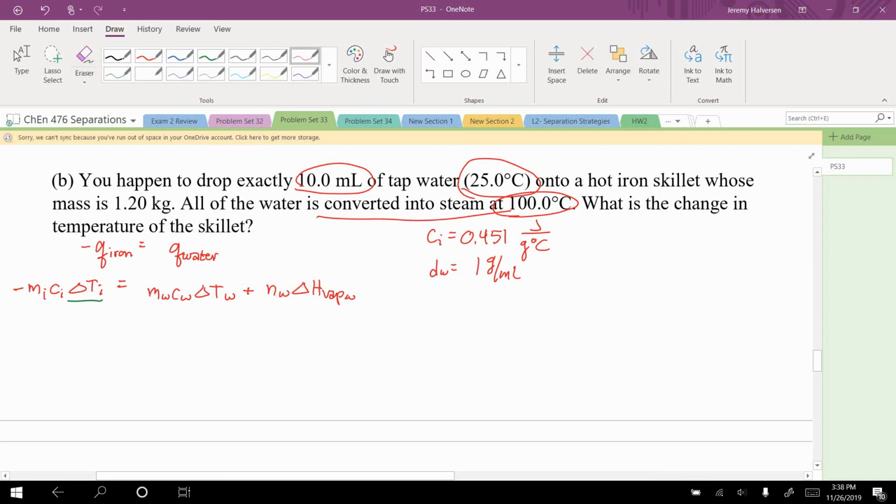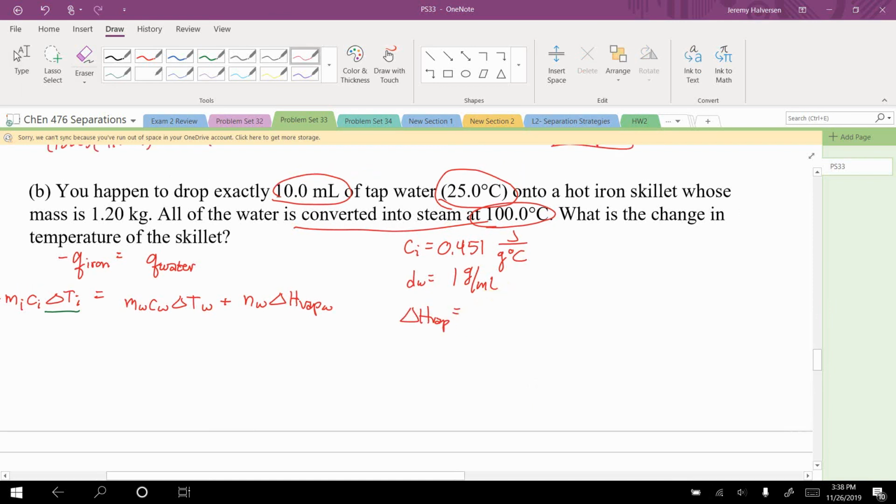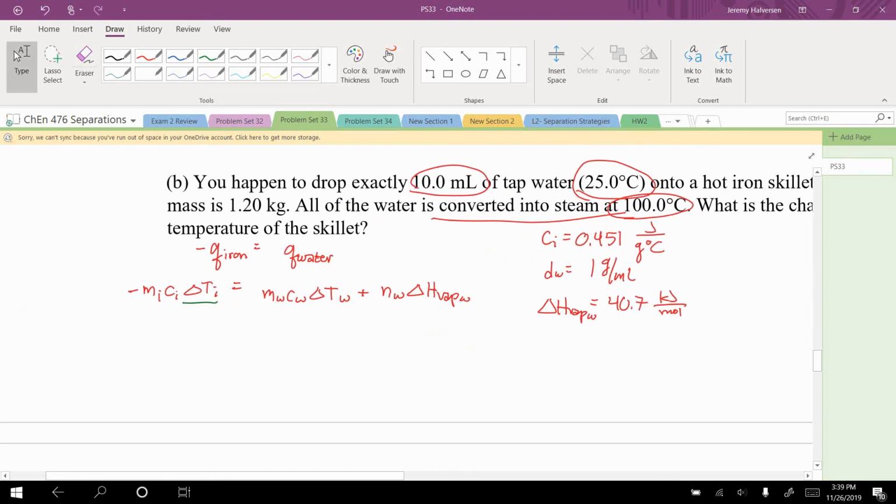And then delta H of vaporization, they don't give me that one. I just remember from a previous problem that I think it's 40.7? Yes. It's 40.7 kilojoules per mole is the delta H of vaporization of water. Okay, so now I have all my numbers.